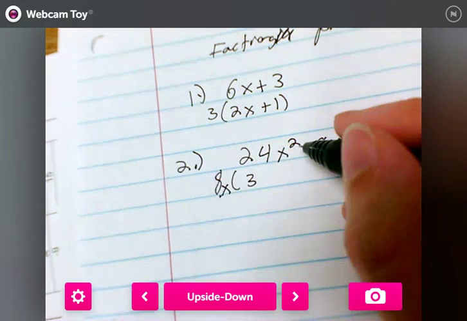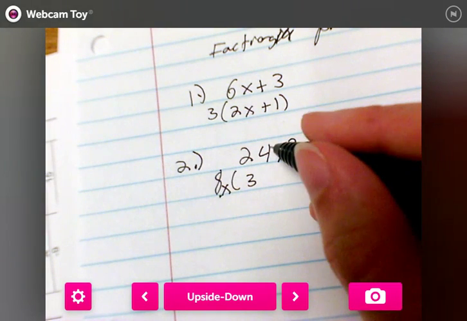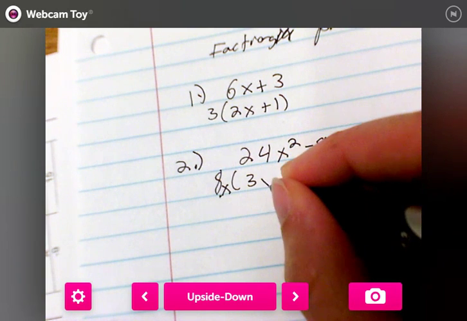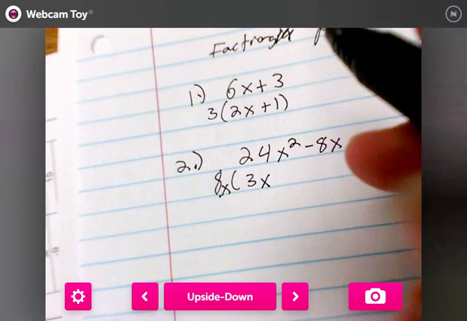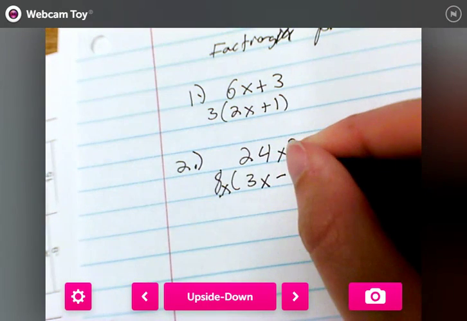8x times 3 gives me 24x, so I need to put another x there. 8x, how am I going to get that to negative 8x? I'm going to put a minus 1.